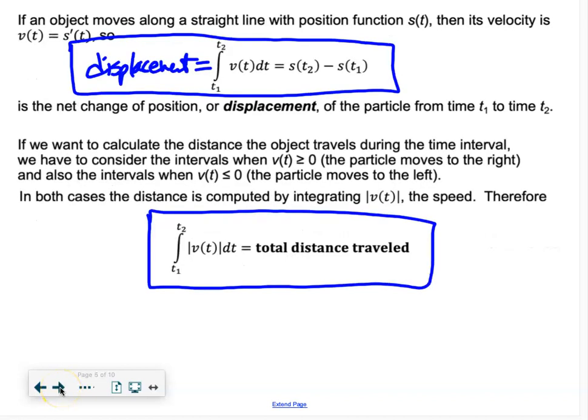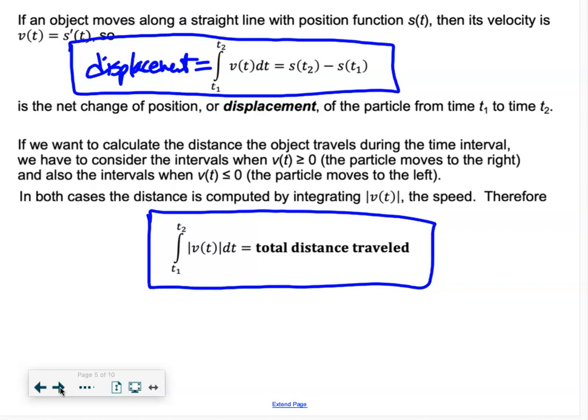All right, let's talk motion. And this is where we're going to focus most of our attention today, is motion. So suppose your rate is velocity.